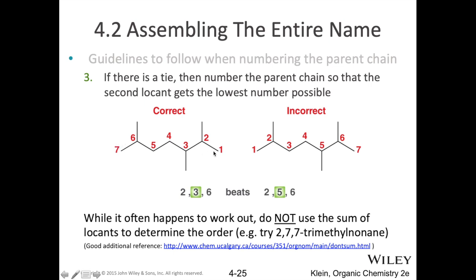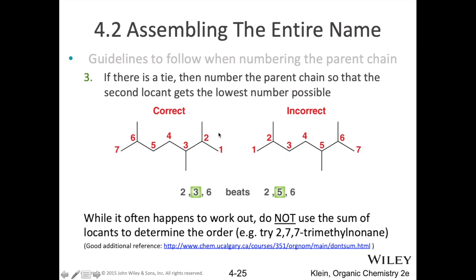So in this case, whether I number from the right or the left, I have a methyl group at that number 2 position. If I'm numbering from the right, I have a methyl group at the number 2 position. If I number from the left, I've got a methyl at the number 2 position. But then the tiebreaker comes with that next substituent. If I'm numbering from the right, that methyl group winds up at the number 3 position. If I number from the left, that methyl group's at the number 5 position. And so this is a better number system. So this would be 2,3,6-trimethylheptane, the IUPAC name for this.